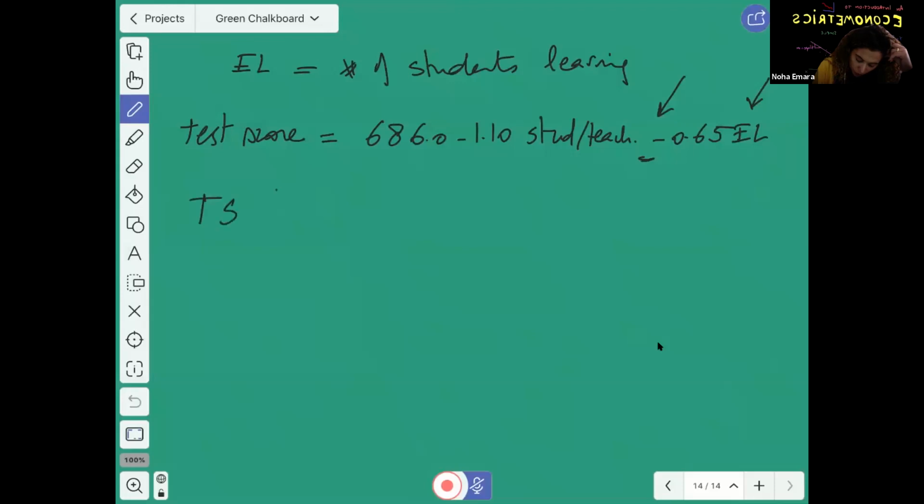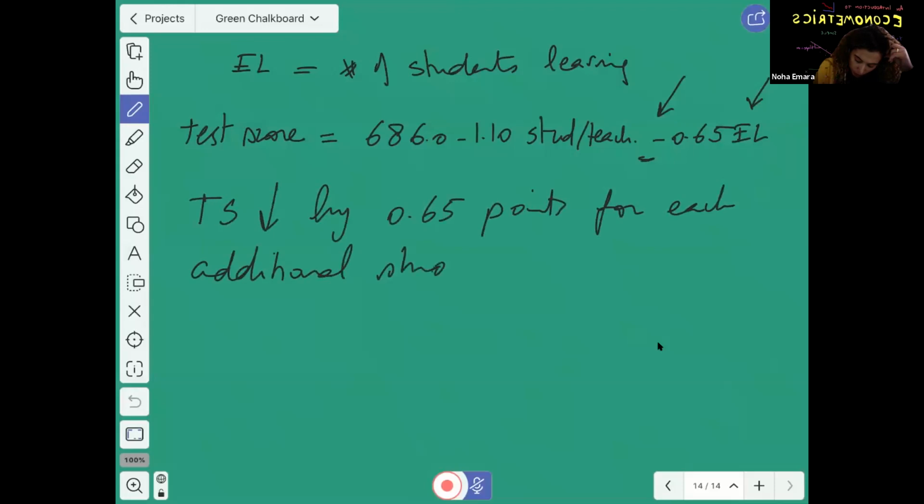So let me write it here. Test score falls by 0.65 points for each additional student still learning English, okay?